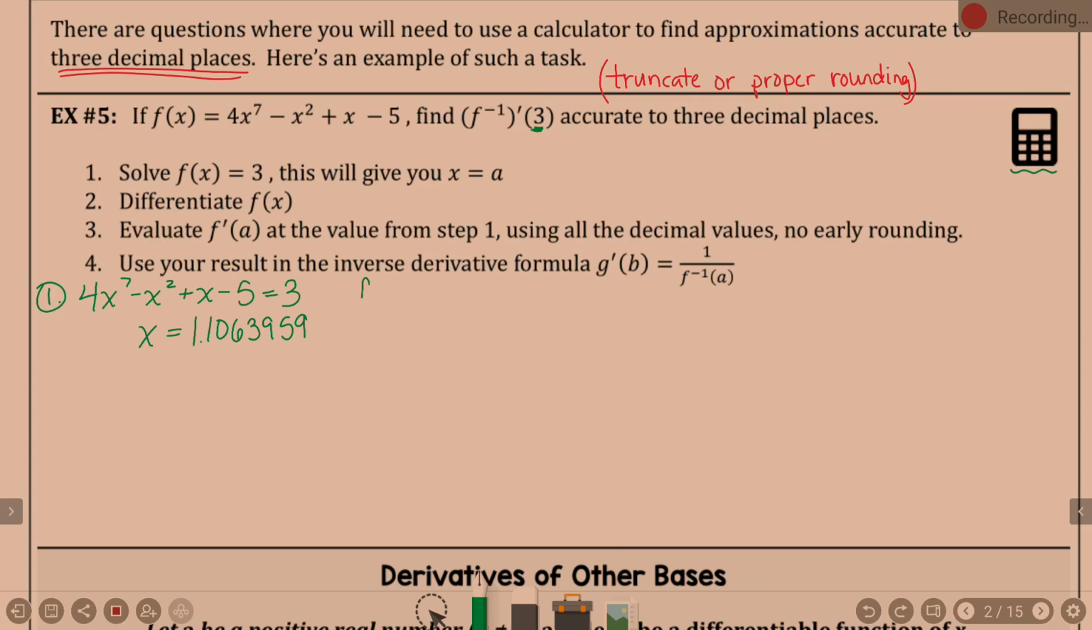F of 1.106, I'm just going to put dot, dot, dot, equals 3, yes? So if that's the case, what else do we know? If f of 1.106 equals 3, then what about f inverse? F inverse of 3 equals that 1.106 number, okay? Okay, so that's what we get out of there.